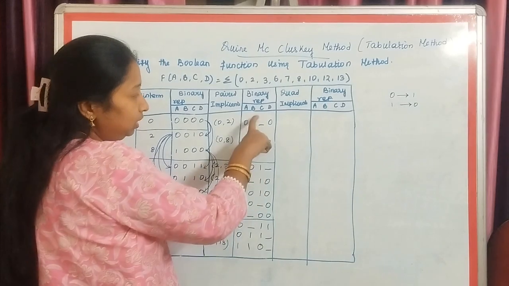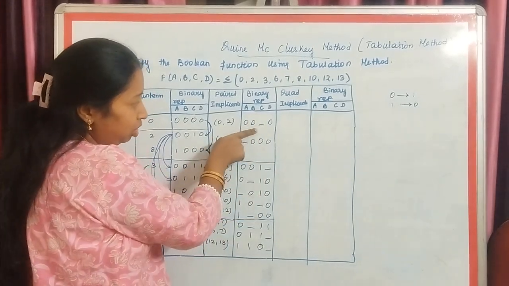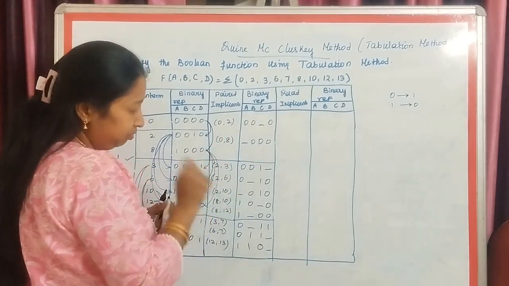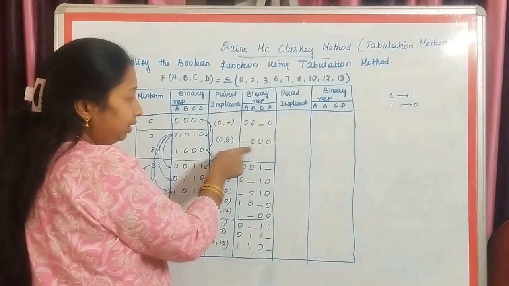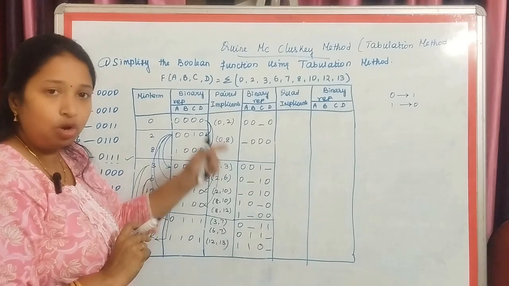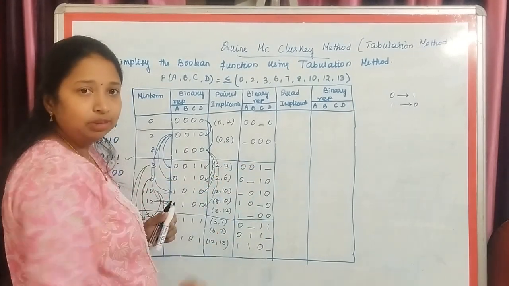The normal procedure is you have to compare every element of one group with every element of the next group. For example, you compare this element of the first group with all the 5 elements of the next group. And then again, take the second element and compare it with all the 5 elements of the next group. This is the normal procedure. And then you have to compare all elements of the second group with all the elements of the third group.